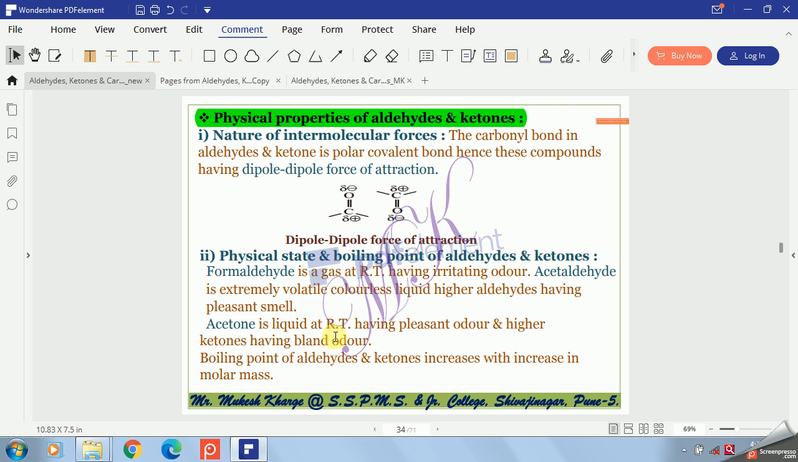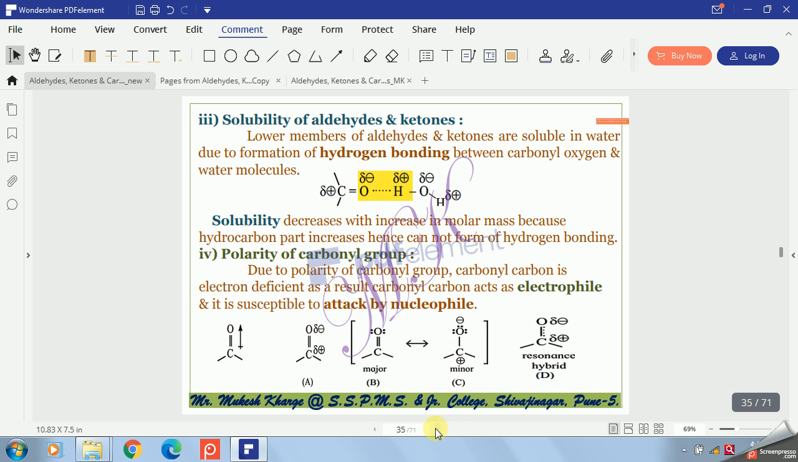Then acetone is also a liquid at room temperature. So acetone, all are familiar with it, dimethyl ketone, CH3COCH3, having pleasant odor, and the remaining higher ketones also have a pleasant odor. Then boiling point of any compounds, here we consider the aldehydes and ketones, increases with increasing molecular mass. So this is the general statement for all boiling points. If we increase the molecular mass of that corresponding class, then boiling point increases. But there are some criteria also, branching, non-branching.